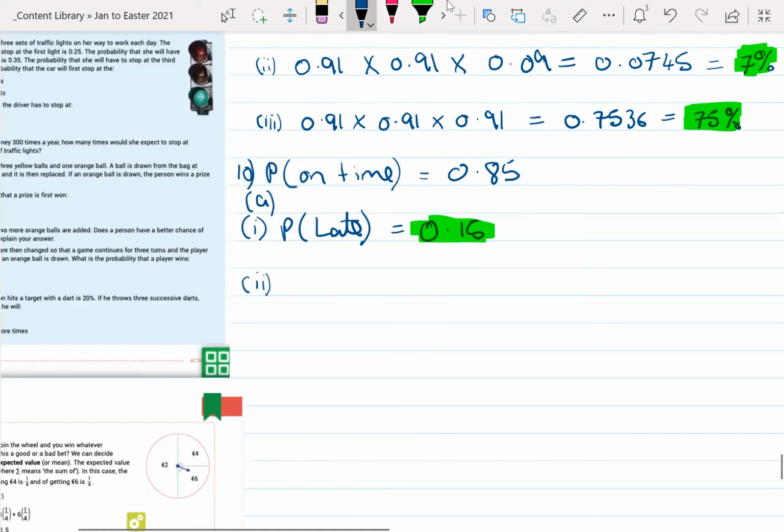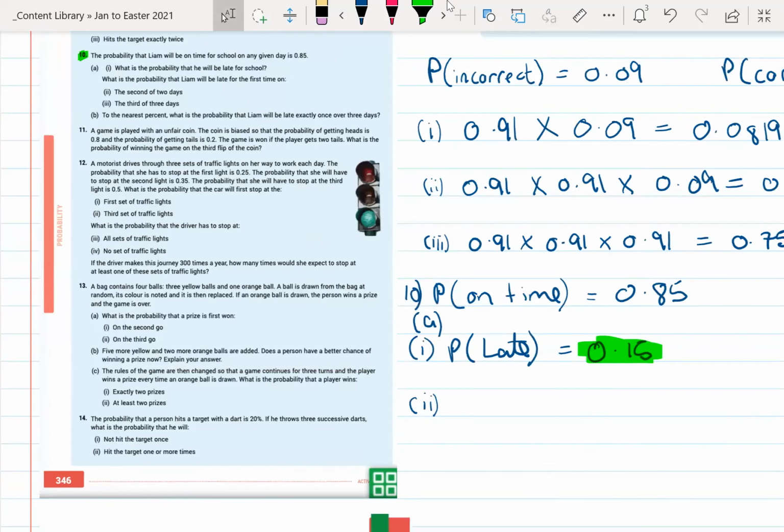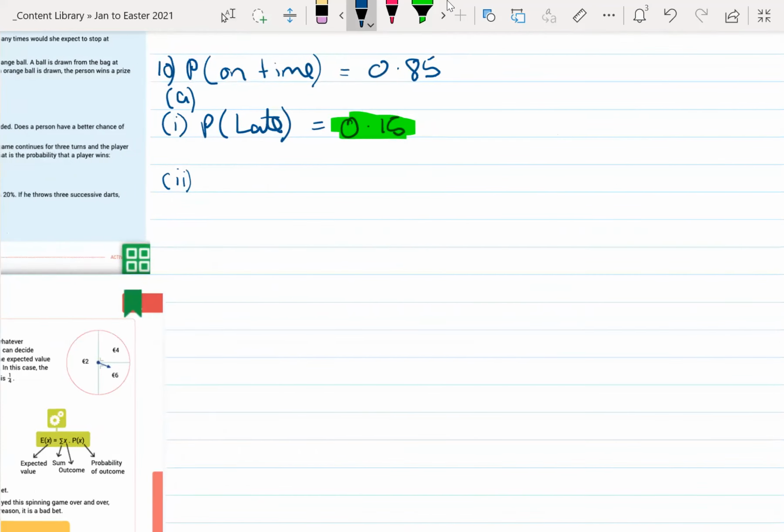What do they ask us? What's the probability that Liam will be late for the first time on the second of 2 days? So that means that he was on time the first day and late the second day. Okay, so that works out as 0.1275. Okay, or just over 12%.